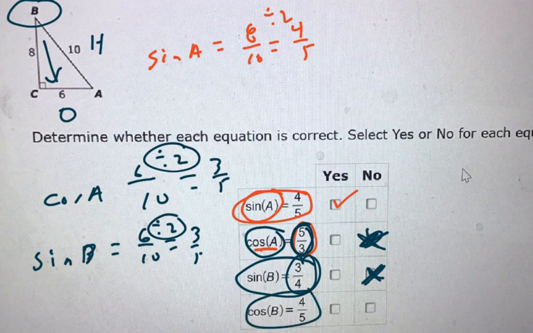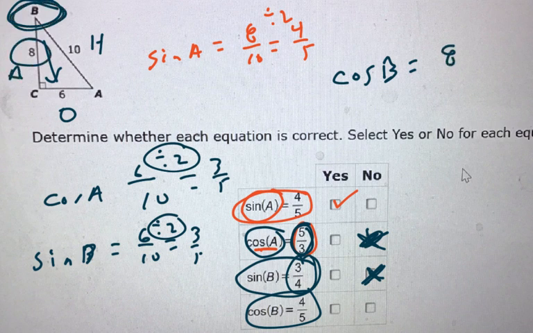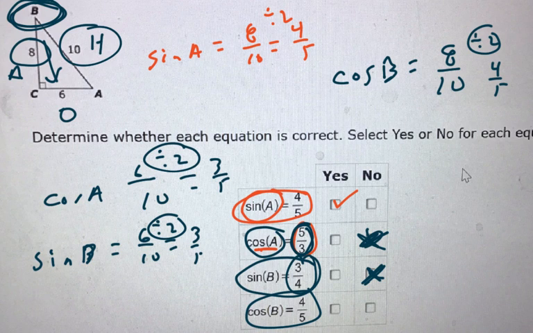What about cosine of B? Well, the cosine of B is up here again, is the adjacent 8 over the hypotenuse 10. Dividing by 2, that reduces to 4/5, right? And they have 4/5. So that one would be yes.